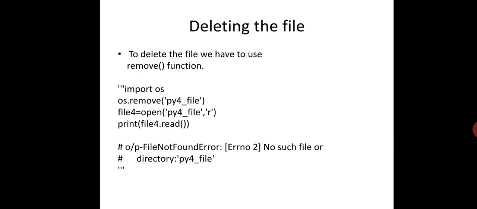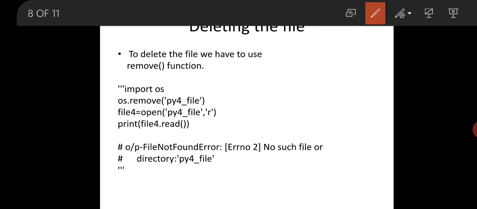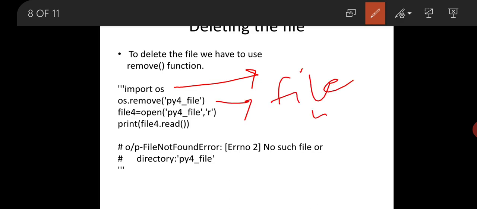And now, deleting the file. How to delete the file? To delete the file, we have to use the remove function. Here we have to use import os. To use operating system functions, we have to call the module os, import os. Now we use the remove function, os.remove, and here we write the file name of what you want to delete.